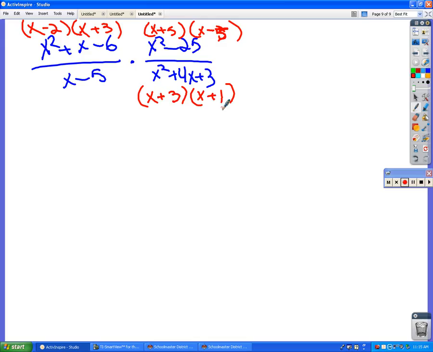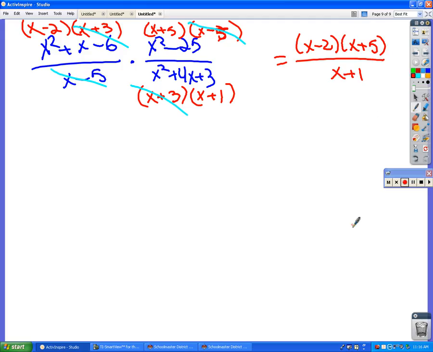Very nice. And now that everybody is factored, we start canceling things out. So those x minus 2 cancel out. The x plus 5 and the x minus 5 cancel. The x plus 3 and the x plus 3 cancel. That leaves times x plus 5 over x. Beautiful. And you could FOIL that top part out again. I don't know if that's how they have the answers in the back or not. Just leave it, that's fine.